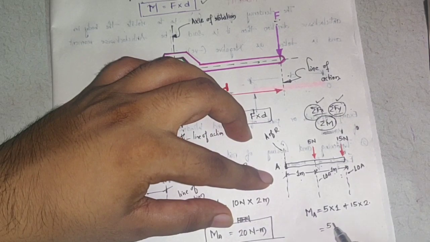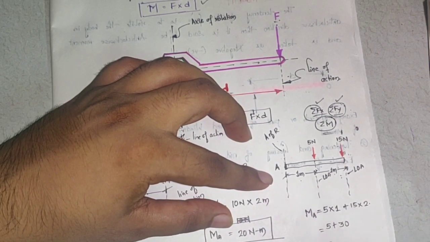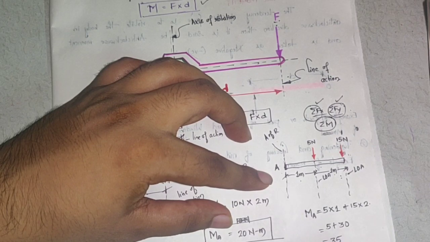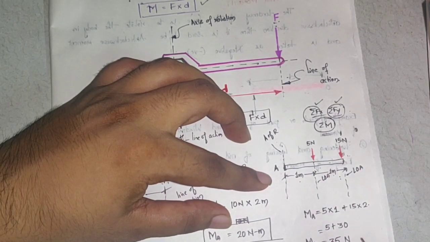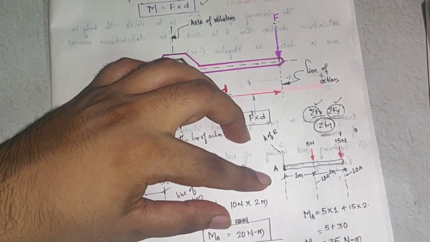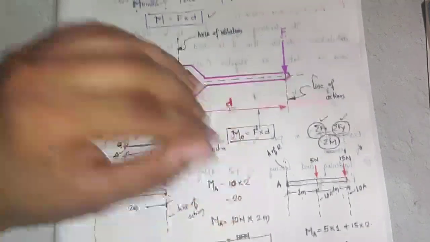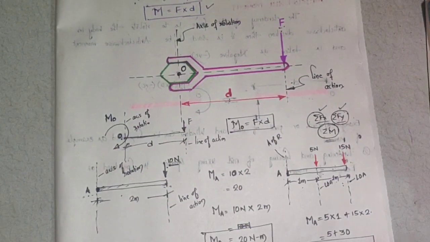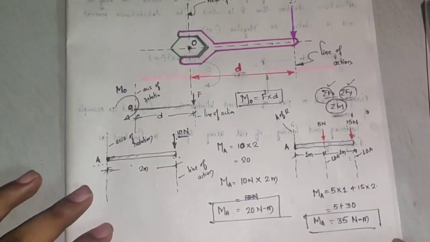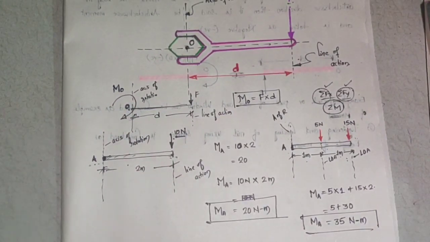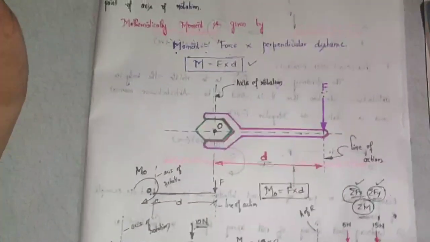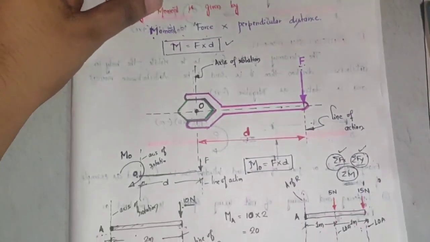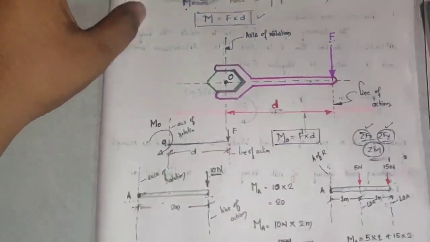So what is the answer? 5 plus 15 into 2 is 30. So the moment about point A is 35. What is the unit? The unit of force is Newton and distance is in meters, so Newton meter. This is the concept of moment. Hope you understood this. Moment is nothing but force into the perpendicular distance. This is the definition of moment, mathematically how we represent moment, and its magnitude. Hope you followed this.